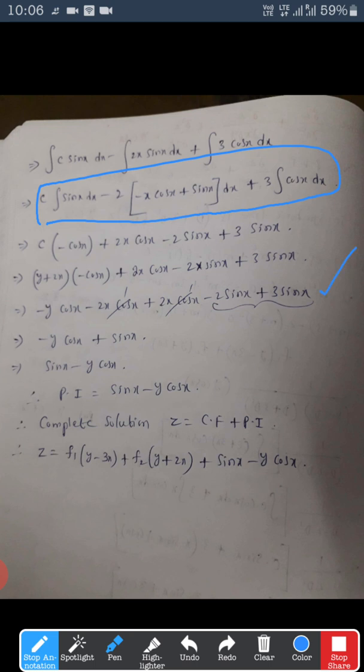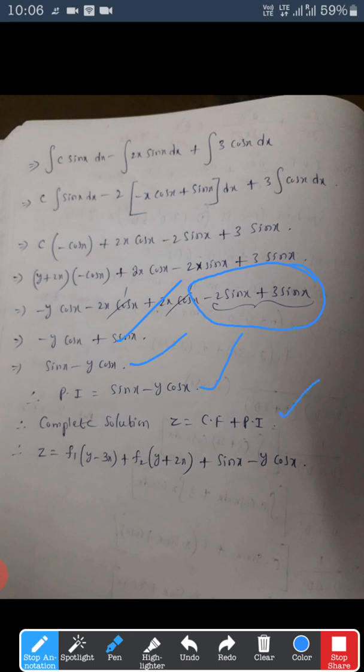Here 2x cos x gets cancelled. 3 sin x minus 2 sin x becomes only sin x. Therefore, sin x minus y cos x. This is the PI.